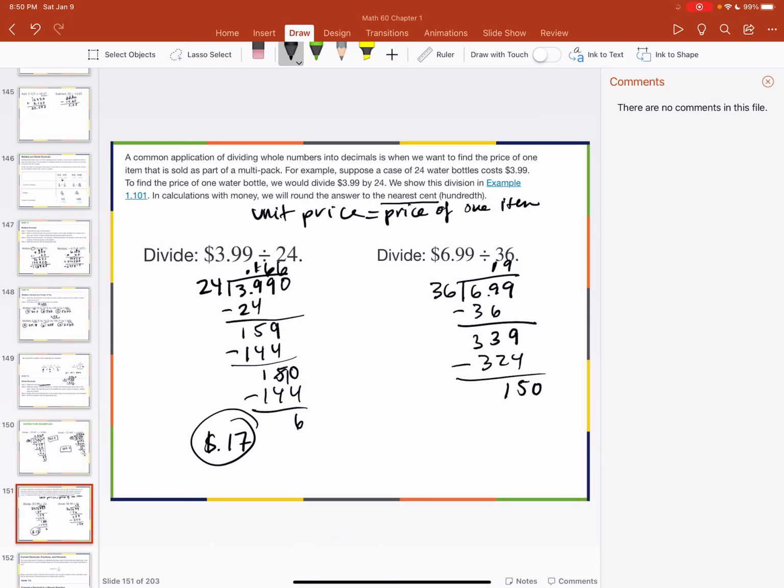How many times does 36 go into 150? It's about 4 times, right? So 36 times 4 is going to be 144. So 144, and then that's 6. But then again, we've already done tens, hundreds, thousands, so we can stop here. And we're trying to see if we round up or down the hundredths place. We look at the one immediately to the right. It's a 4, so we leave it. So the answer to this, the unit price, will be 19 cents.